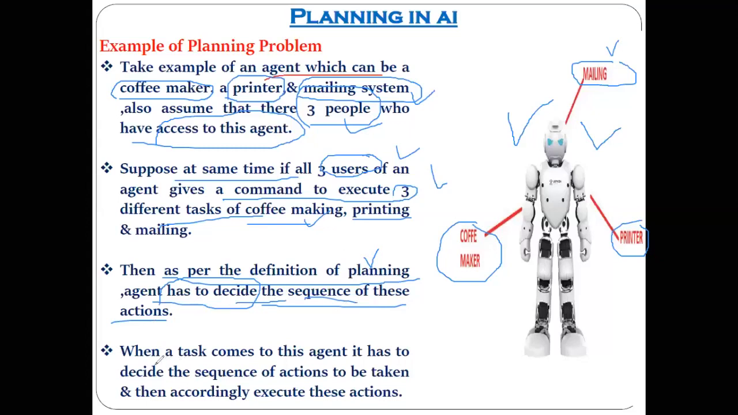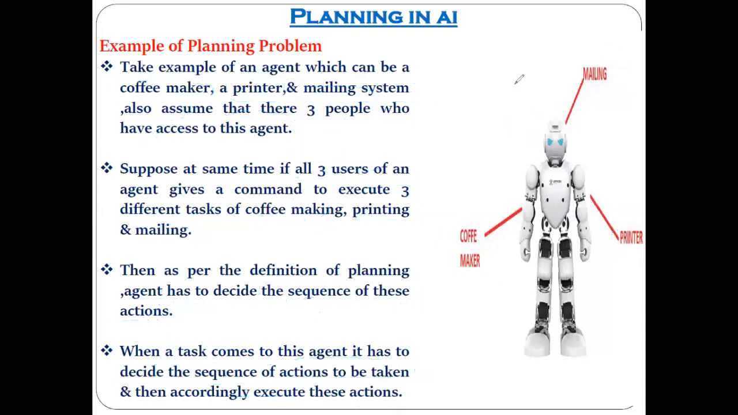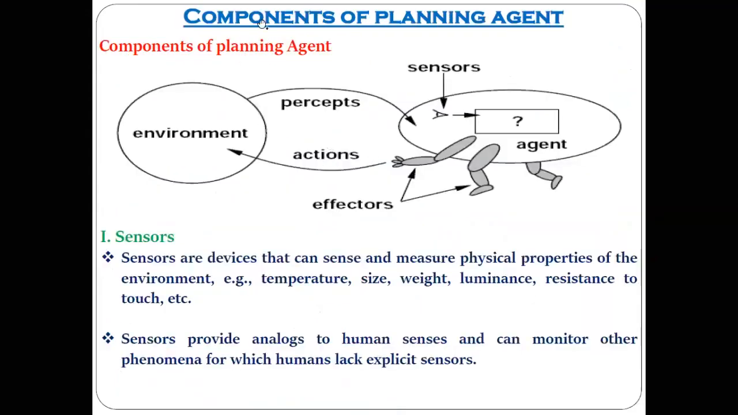Understood? So when a task comes to the agent, as I have mentioned here, he has to decide the sequence of actions to be taken, and then accordingly he needs to execute these actions. Understood? That is a clear example of what we mean by planning in artificial intelligence. On this, a 4-mark question is usually asked: explain the planning, or explain the planning problem in artificial intelligence with a suitable example.